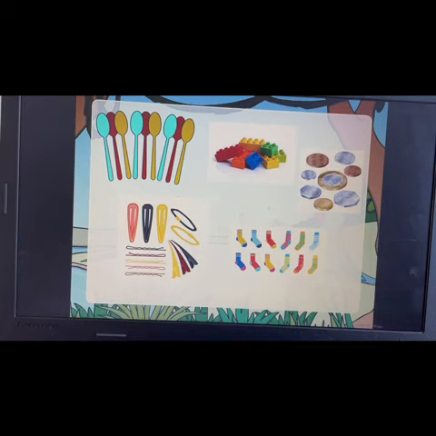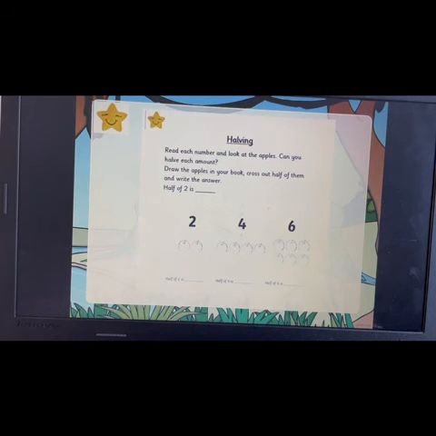And when you feel confident, you can go on to a star job. Now, our one star job is looking at the apples, okay? So I want you to read each number and look at the apples. Can you halve each amount? You might want to draw the apples in your book to help you out and then cross out half of them, okay? So you might want to draw the apples and then I want you to write half of two is, and then write the answer.